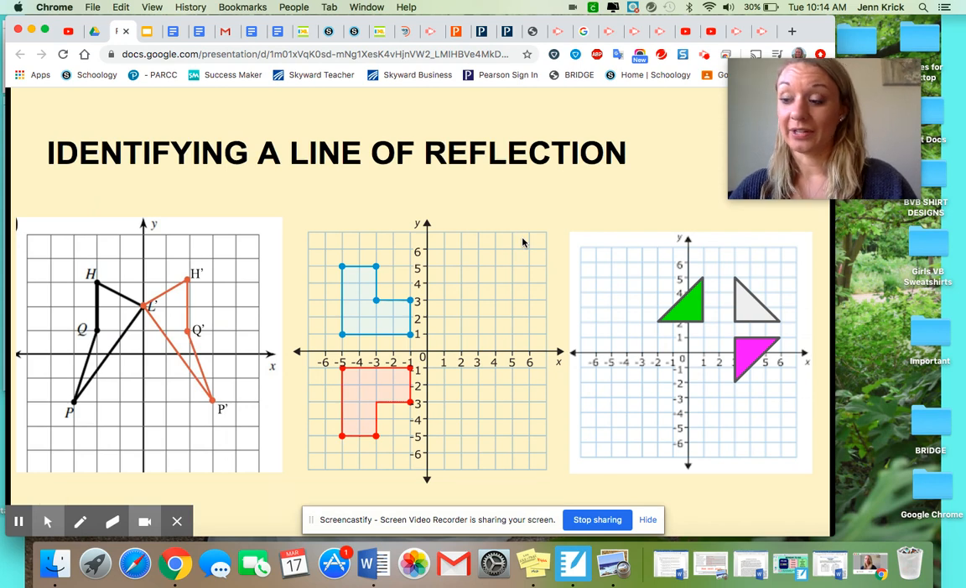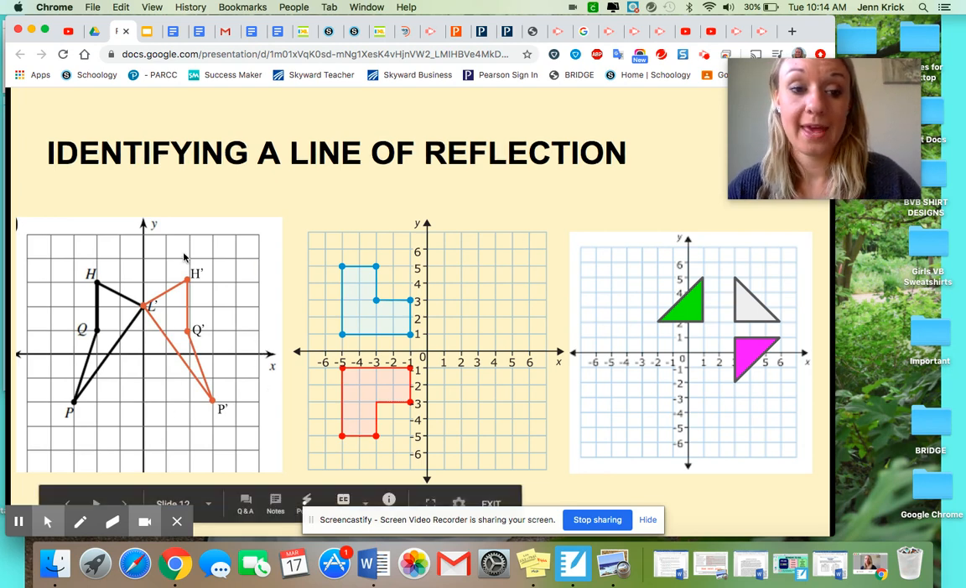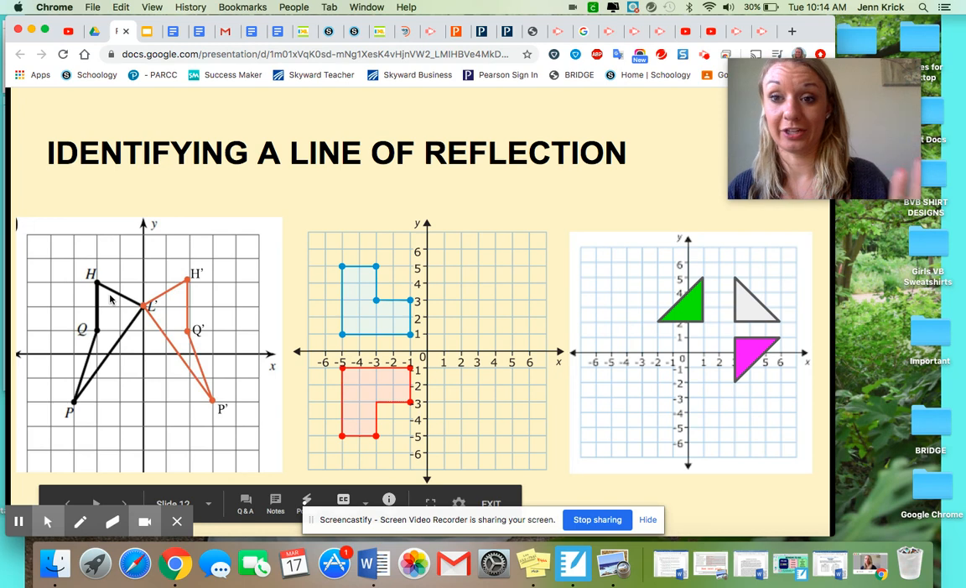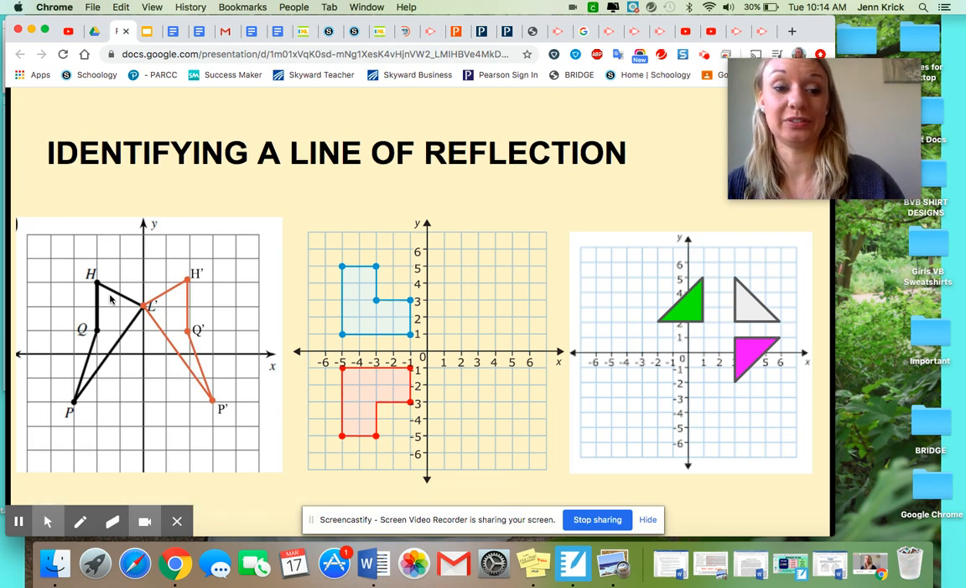The next skill that's great for you to have, especially when you're thinking about high school geometry, is if you see a reflection on the screen or in front of you, can you tell me what line it reflected over? So if we're starting on the left here, I see this little 1, 2, 3, 4 quadrilateral flipped into my red one. It flipped over the y-axis, and you can prove that.